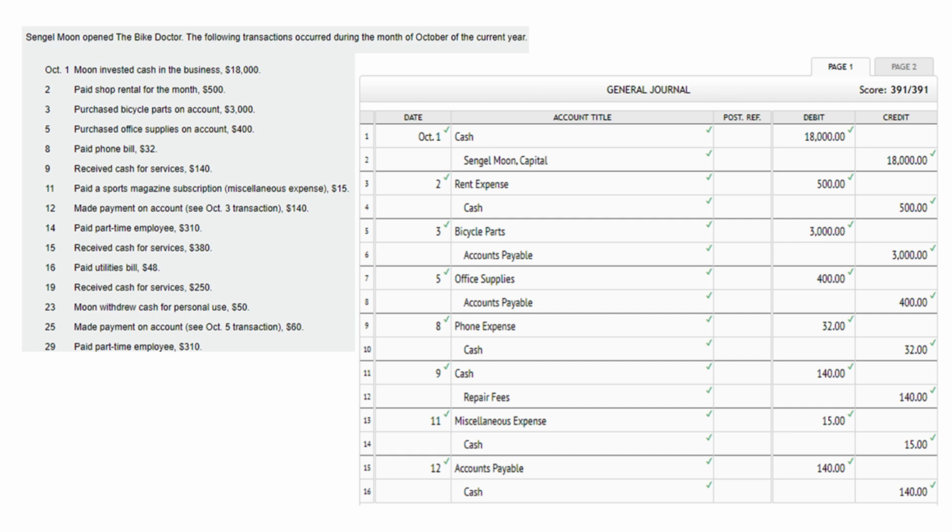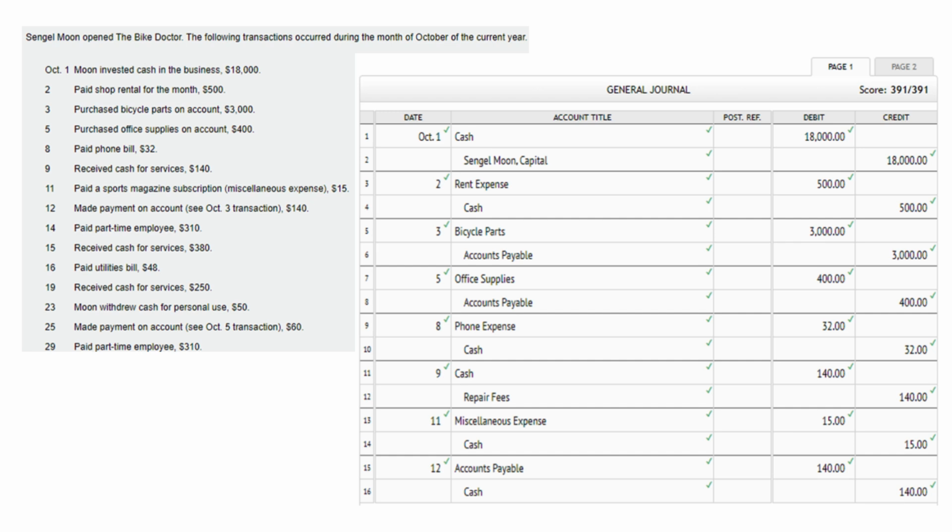On October 3rd, he purchased bicycle parts on account for $3,000. Okay, so bicycle parts are an asset because he is a bike repair shop. They increase on the debit, so those are going to get listed first. He didn't pay cash for these. He put them on account, so that's a credit. He is liable, that's a liability. He's liable for that money to pay it in the future. So my accounts payable increased by $3,000, right?